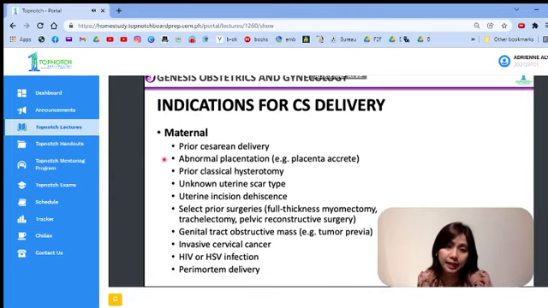Second, there can be abnormal placentation, such as in cases of morbidly adherent placenta. You can also have placenta previa, or when the placenta presents before the fetal part. Okay? So when that happens, you cannot do a normal delivery, otherwise you will bleed. That is why we do an abdominal delivery or CS delivery. So, prior classical hysterotomy or prior CS.